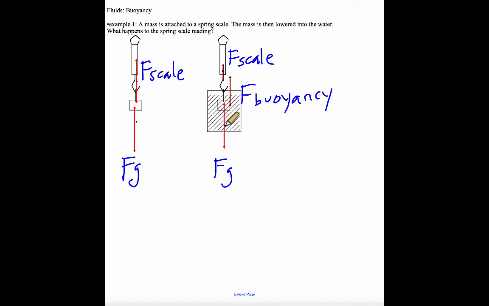If you draw this carefully, this arrow and this arrow are the same length because those forces are balanced. This arrow is the same length because it's the same weight of the object. And these two arrows should add up to be the same length as this one. So what is this force of buoyancy and where does it come from?